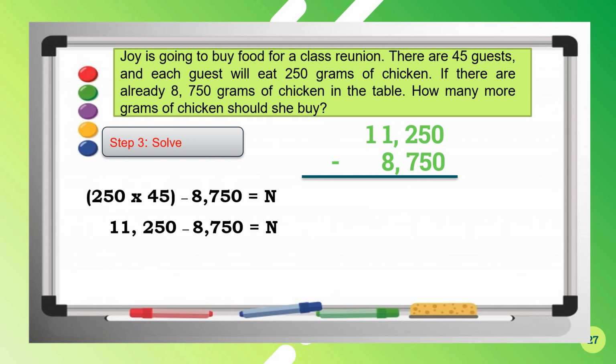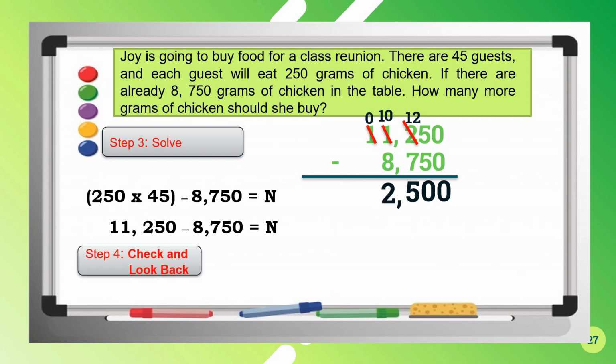So 0 minus 0 is equal to 0. 5 minus 5 is equal to 0. 2 minus 7 cannot be, so we will borrow 1 from the next digit. So 1 will become 0 and 2 will become 12. 12 minus 7 is 5. 0 minus 8 again cannot be, so we will again borrow 1 from the next digit. 1 will become 0, then 0 will become 10. 10 minus 8 is equal to 2.